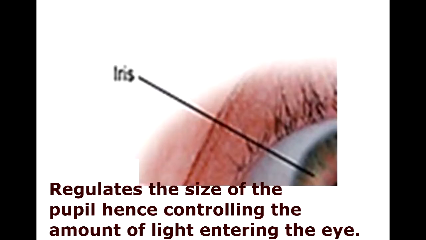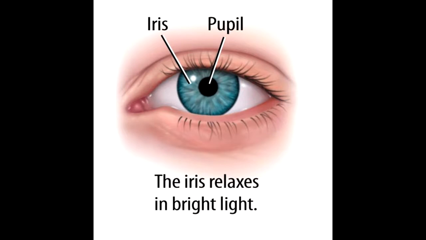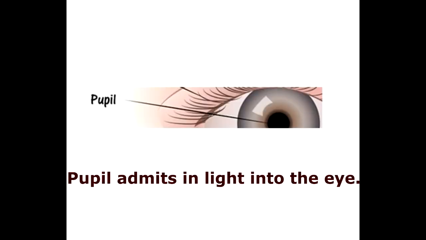Then children, we have also another part which we call the iris. The iris is an opaque disc of tissues. It regulates the size of the pupil. It has the pigment that determines the eye color. In dim light, the iris makes the pupil bigger, and in bright light, it makes the pupil smaller. So in that way, the iris regulates the amount of light entering the eye. The pupil is just a small hole that admits light into our eyes.